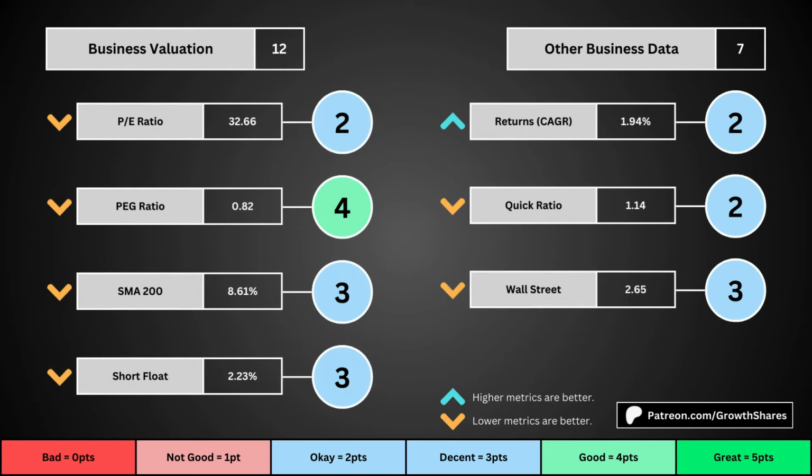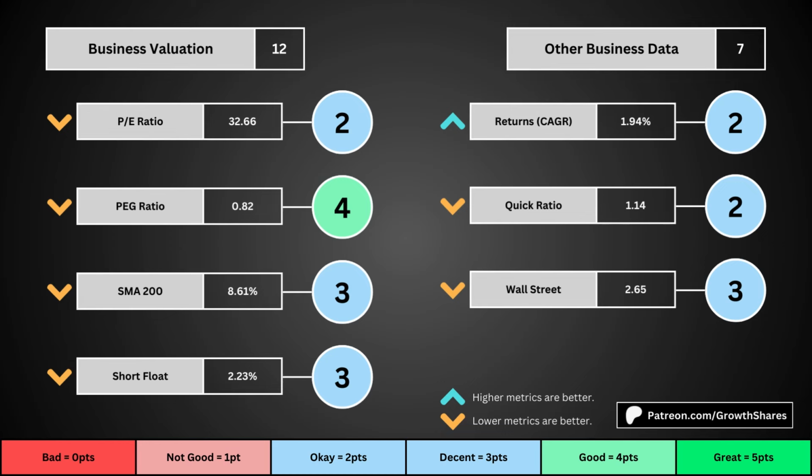This third set of metrics deals with the valuation of the company's stock based on its business. Think of the PE ratio as a measure of speculation around the stock. We want it low. The PEG ratio adds earnings growth to the PE ratio. Then the 200-day simple moving average is the average stock price over that period. We want that low because it means we have a cheaper stock price. And then short float is basically how bearish other investors think of the stock. For these 4 metrics, we want the values to be as low as possible. That will give us a higher point total within the bubbles.